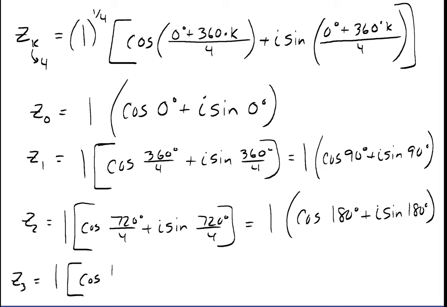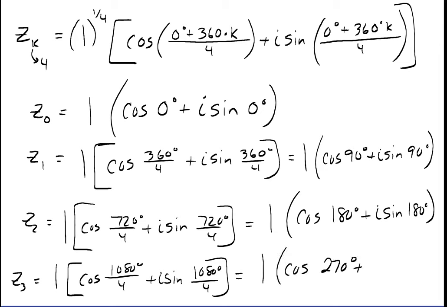All right, so now this is going to be 360 times 3. So it's 1080 divided by 4. And we get ourselves, let's see, 1080 divided by 4 is 270. So cosine 270 plus i sine 270. There it is. There are the 4th roots of 1. That's just kind of weird, because we always thought that the square root of 1 is just 1 all the time. And again, that is in the real number system, yes. In the complex number system, it changes.